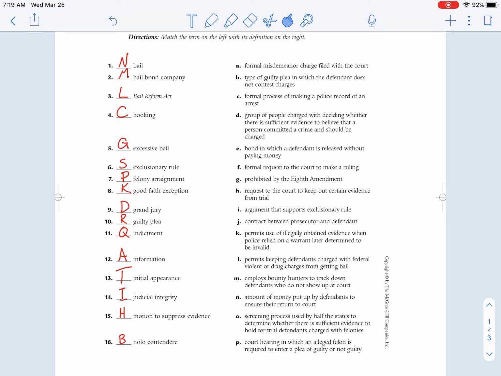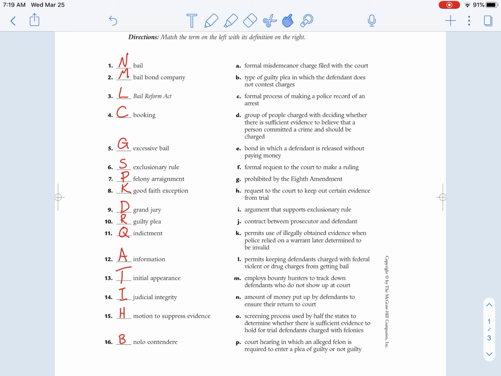So the first one is bail. That is N, the amount of money put up by defendants to ensure their return to court. So this is not a get out of jail free card. This is an amount of money that is determined by the court that a defendant would pay in order to go home and await trial there rather than waiting trial in jail. It is not a get out of jail free card. It is essentially just an assurance that somebody will return.